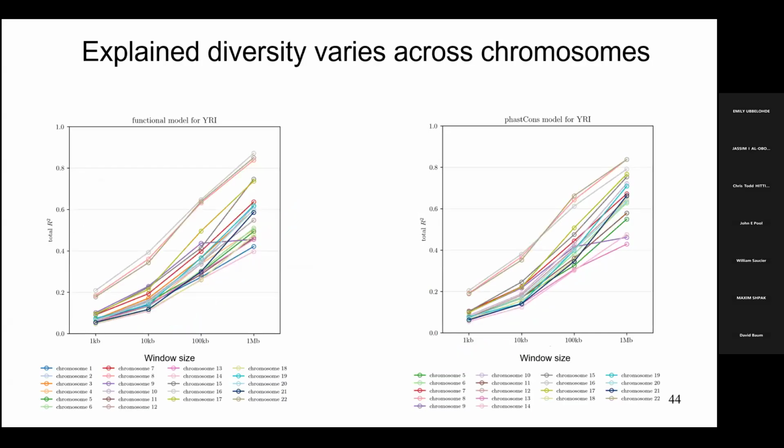When we plot this, here we have the total R squared of the model for different chromosomes according to window size for the phastCons model. We see that there is a large degree of heterogeneity in the variance that can be explained by the linked selection model as a function of which chromosome we're looking at. This is interesting in itself. Unfortunately, I cannot get into detail right now.